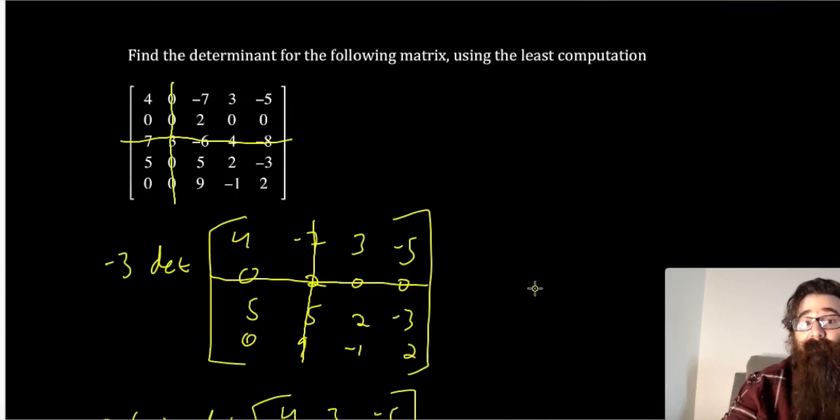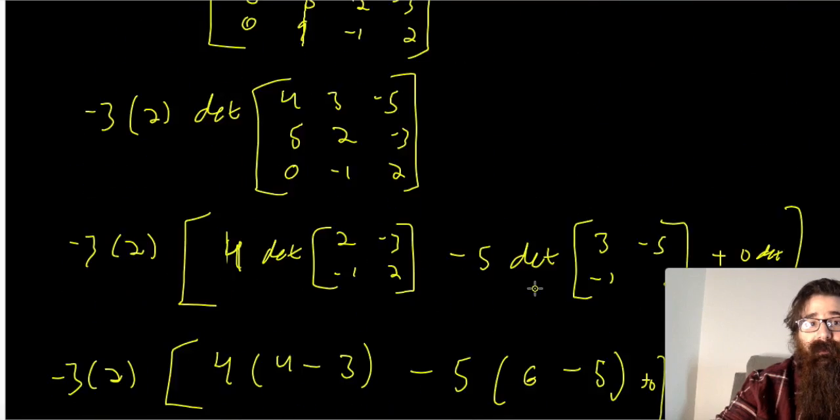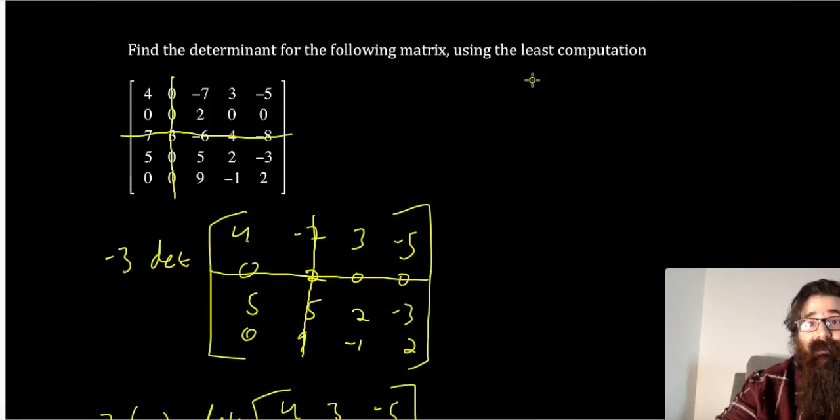So a 5 by 5 seems scary, but it wasn't the end of the world, and we did it. We did it together. But the key is trying to make it the easiest on yourself.